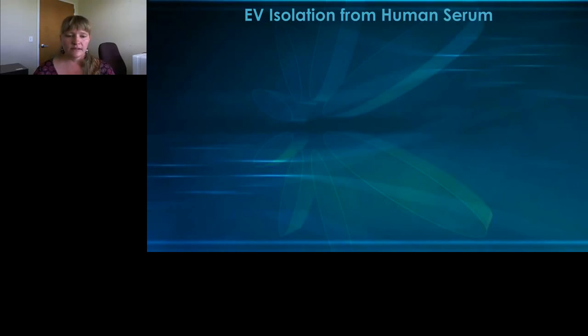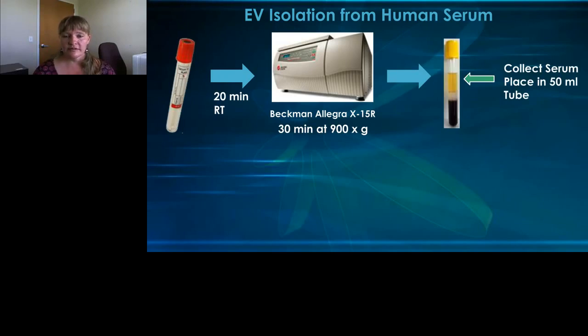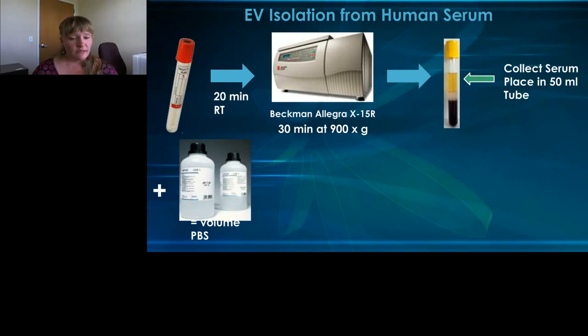just a moment. The human serum is isolated in gel clotting tubes. It's sat at room temperature for 20 minutes. Then it's spun for 30 minutes at 900 G on our Beckman Allegra. And the serum is removed from the tube. You have the gel clotting tube, and you place it in a 50 ml tube. Equal amounts of PBS are added.